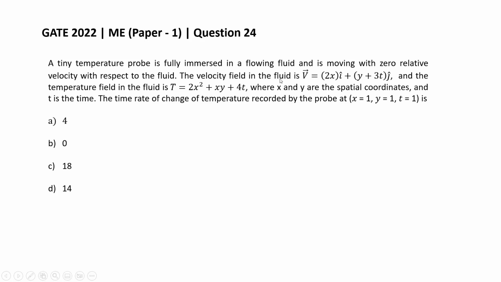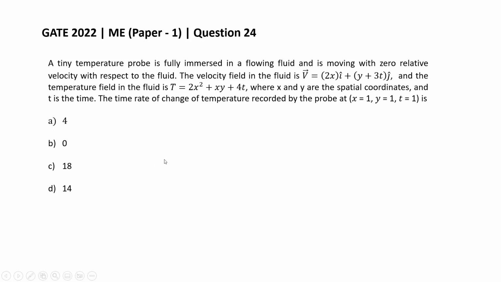The velocity field in the fluid is vector v, which is 2x i cap plus (y plus 3t) j cap, and the temperature field in the fluid is the scalar T, which is 2x squared plus xy plus 4t, where x and y are the spatial coordinates and t is the time. The time rate of change of temperature recorded by the probe at x equal to 1, y equal to 1, and t equal to 1 is. The options are 4, 0, 18, and 14.